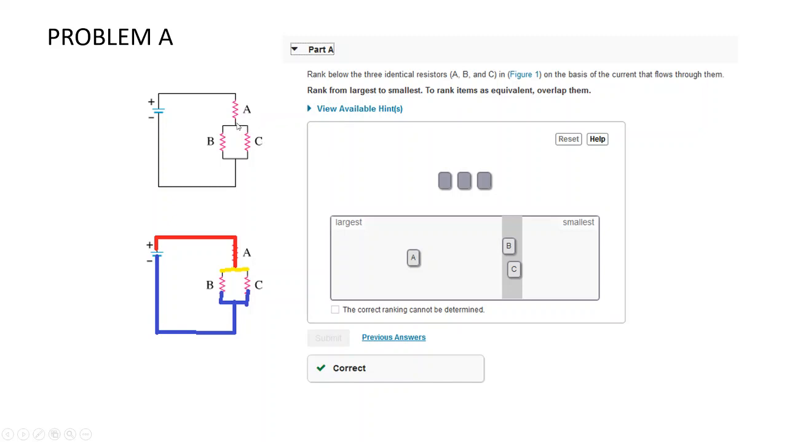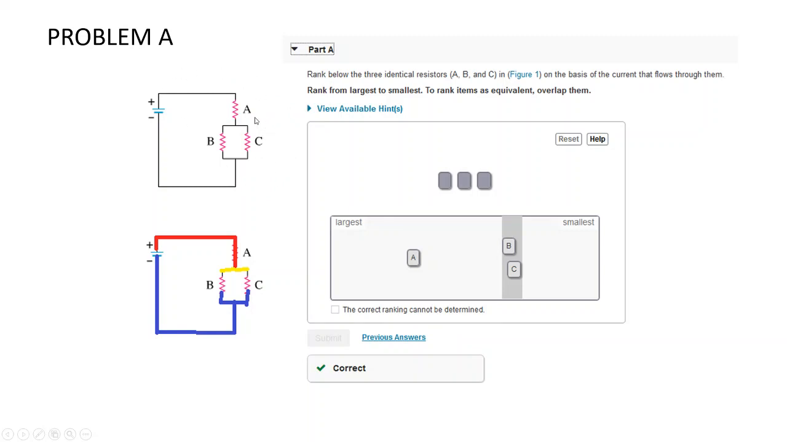And a junction is a connection point where there are three or more wires connected to it. So for problem A, there is one junction right here. It's connected by resistors A, B, and C. And there's also a junction point right here. So notice that there are three identical resistors inside of this circuit.